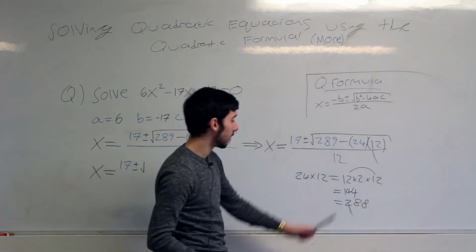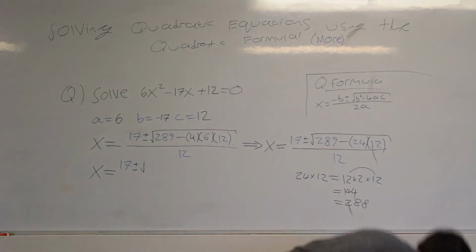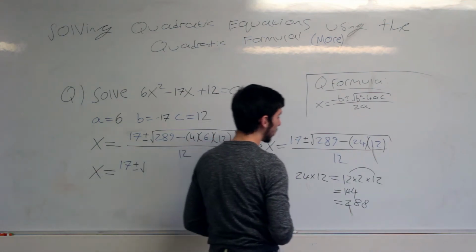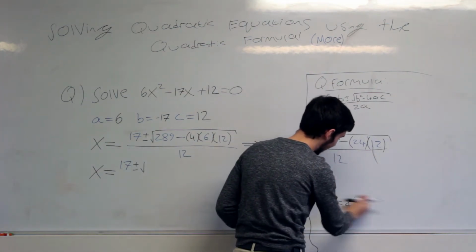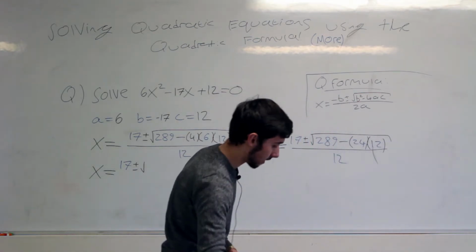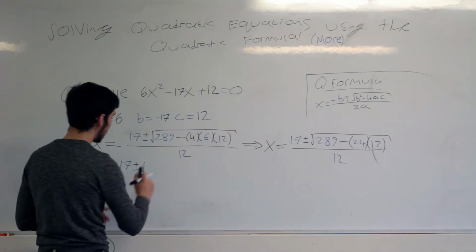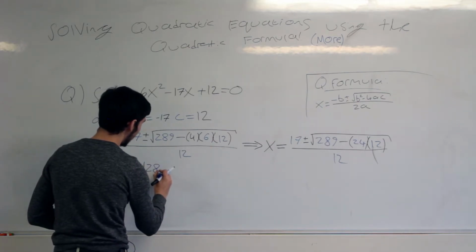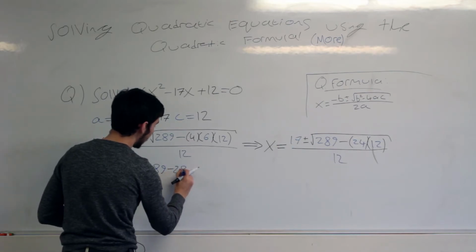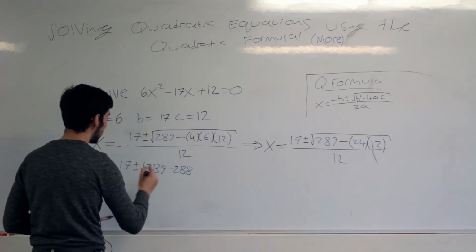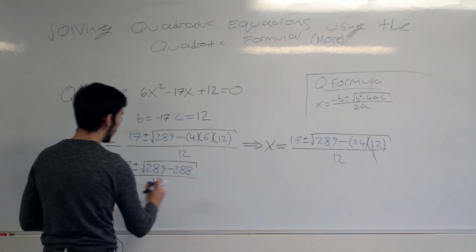I hope we agree. Boom. So 24 times 12 is 288. Again, you can use a calculator for that. That's not exactly difficult stuff. So instead of writing all of that, we're going to write 289 minus 288, because that is 24 times 12, all over 12.